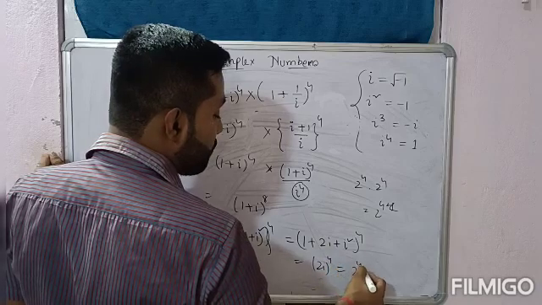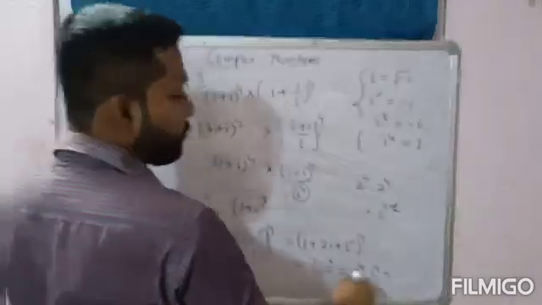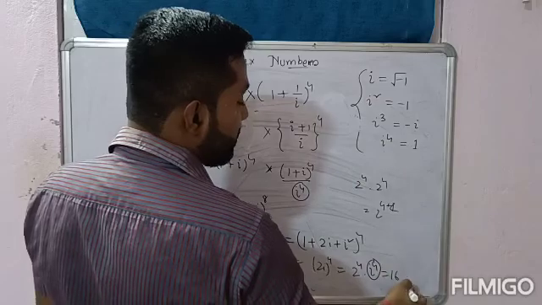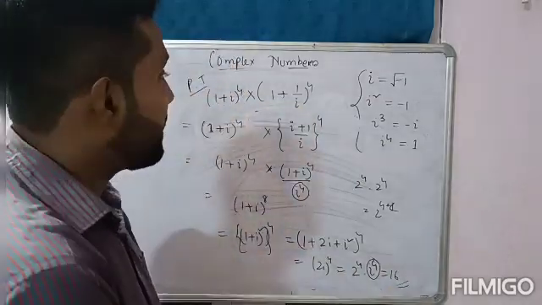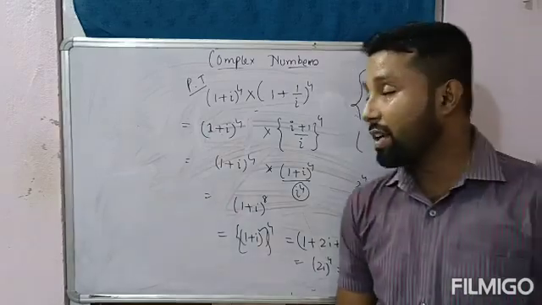This can be written as 2 to the power 4 into i to the power 4. Yes, the value of 2 to the power 4 is 16, and the value of i to the power 4 is 1. So 16 into 1 is equal to 16. The same was given on the right hand side. Okay, it is very simple, so just simplification is up to you.